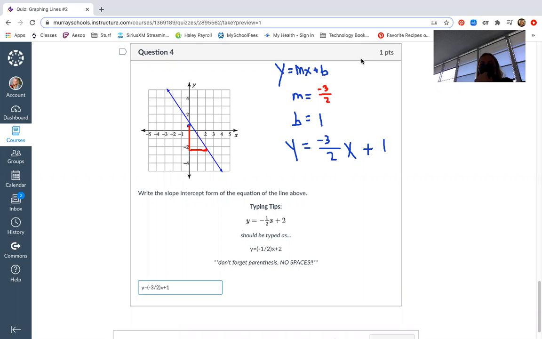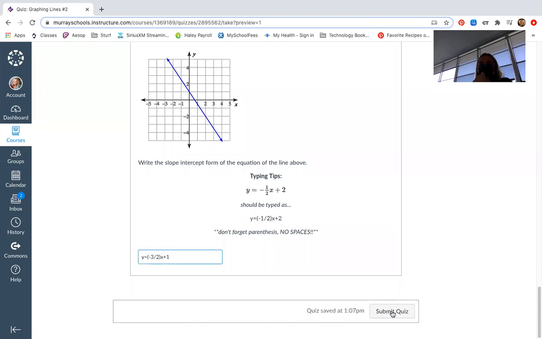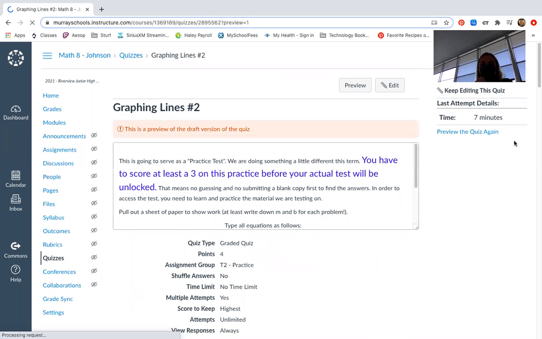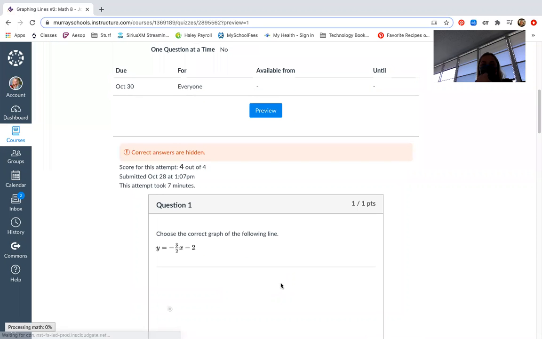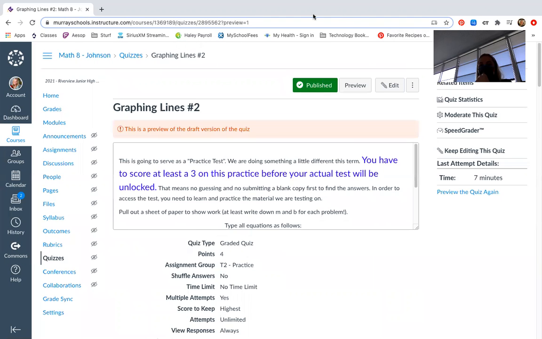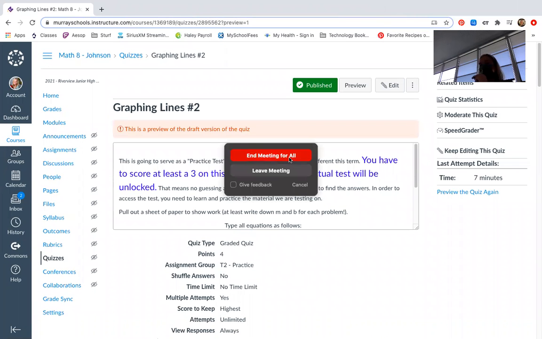And I believe that that is all for these 4 problems. Hopefully when I submit this, it doesn't tell us that we did it all wrong. Looks like 4 out of 4. Perfect. All right, so if you are ready to take the test now, go ahead and start working on that.